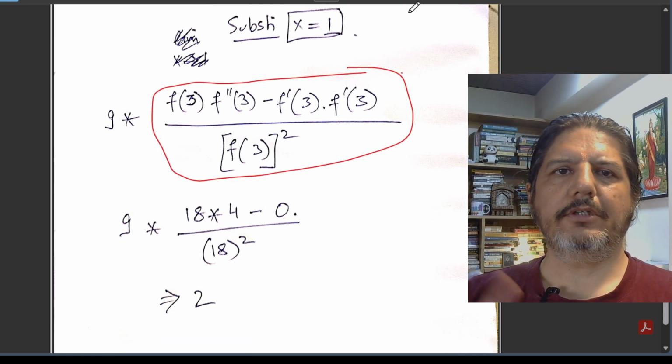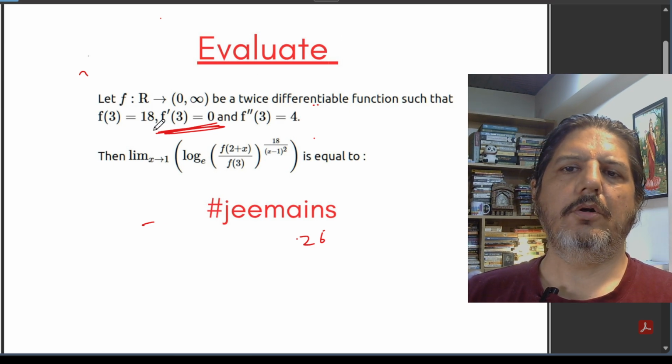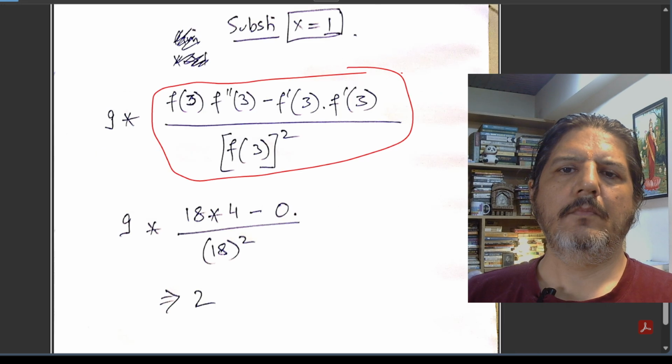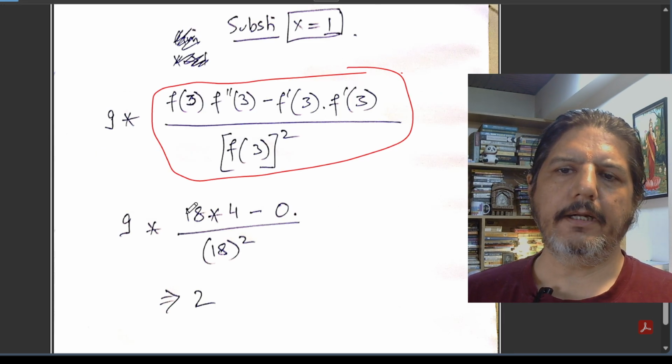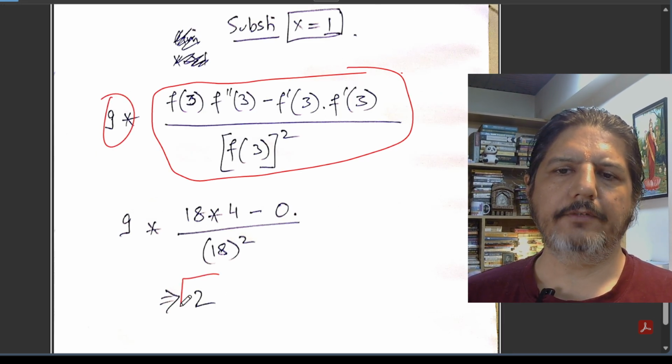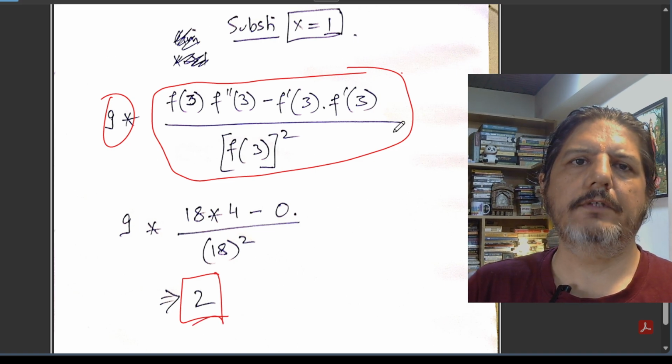Now I just have to put the values of all these. So I start putting that, and my answer is 2. So this is the answer.